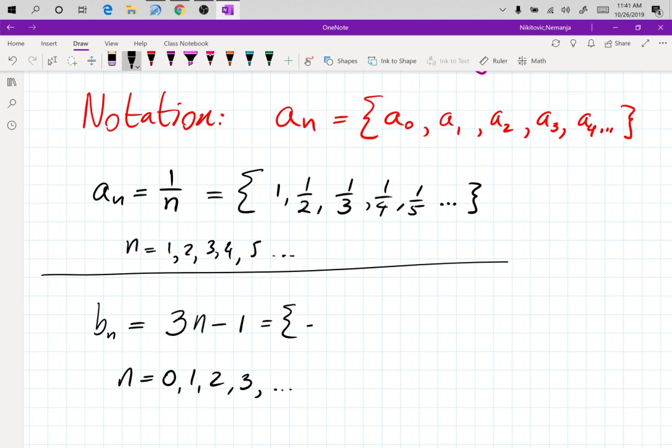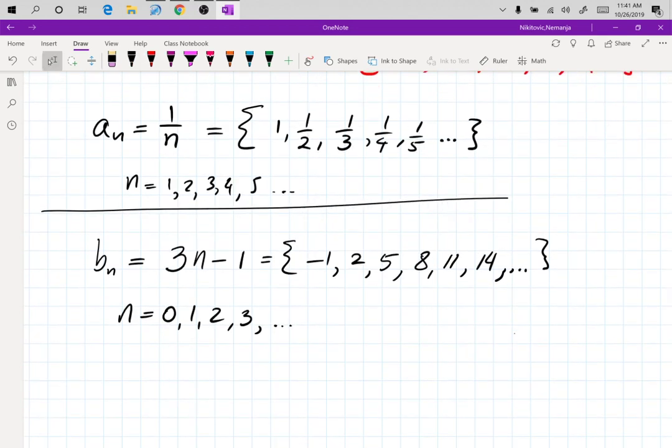And have -1, and then 2, and then 5, and then 8, 11, 14... Could I have started at 1? Yep. If I start at 1, then the first number is 2, and then it will be 2, 5, 8. There is no rule.